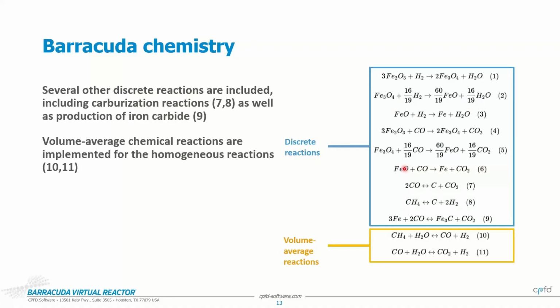In addition to these discrete particle reaction kinetics for iron ore reduction, there were a few more that we included. We have carburization reactions, these two, reactions 7 and 8, in which carbon is deposited onto these particles. We also have the production of iron carbide, which is another key component in steel. And then we have two different volume average reactions here. These are homogeneous reactions. The difference being that for volume average reactions, the reaction rates are resolved on a cell basis rather than on an individual particle basis. So this is very useful for these homogeneous reactions.